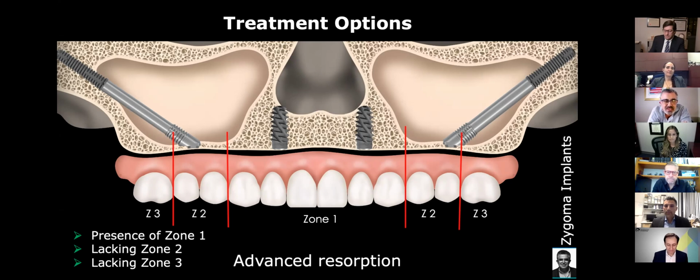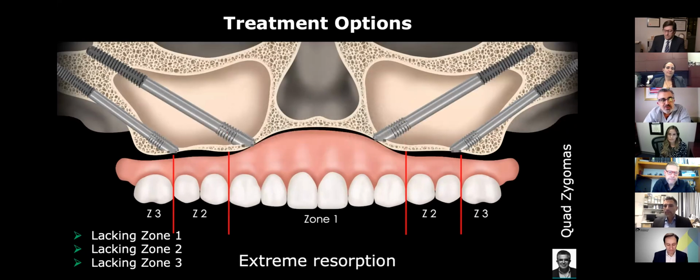Well, after this type of a resorption pattern, we have the most resorbed or fully resorbed ridge, and that's when there's total maxillary alveolar resorption, and basically we are left with the maxilla proper, where there is no bony volume. So hence the double zygoma or the quad zygoma concept for the rehabilitation of this group of patients.